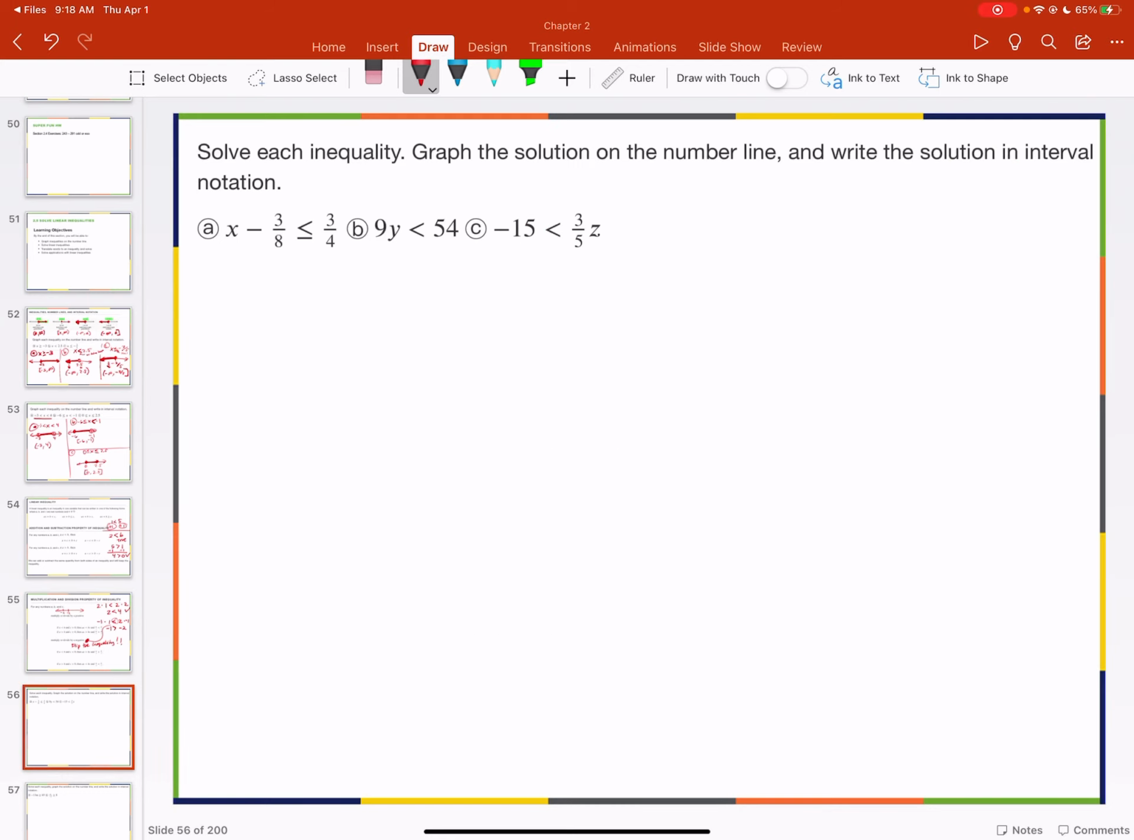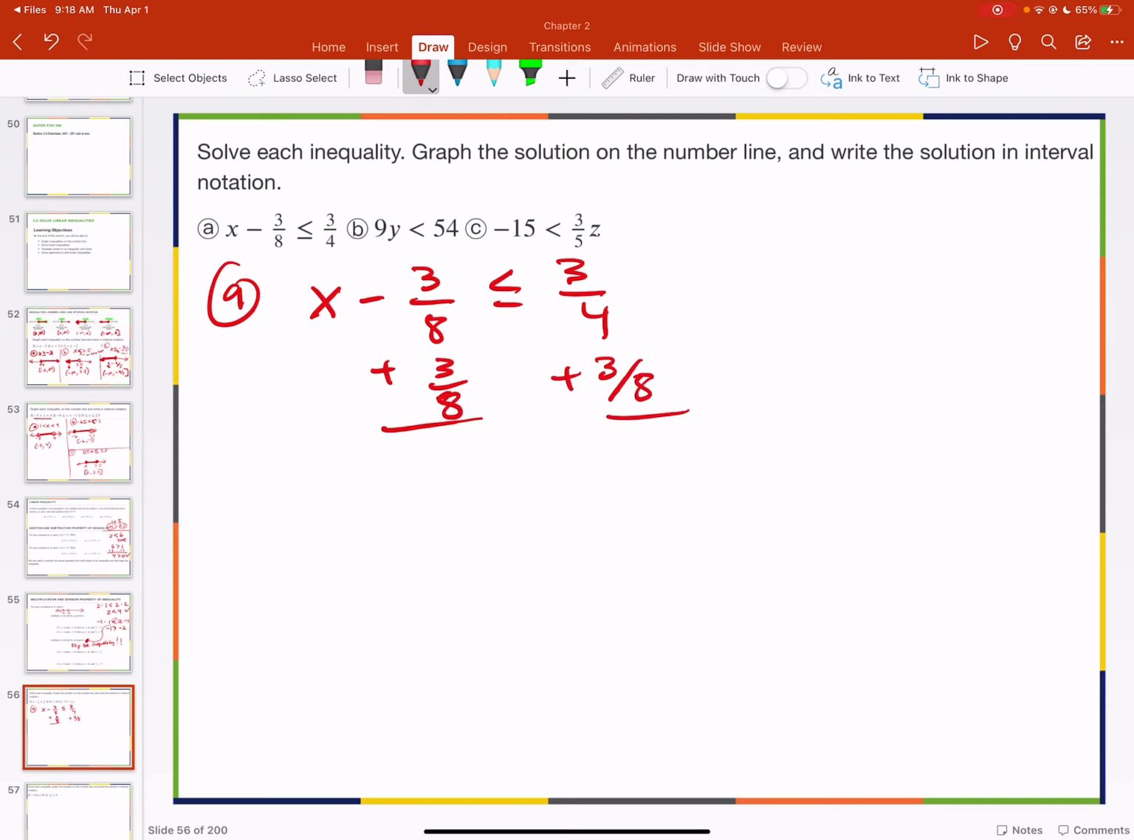Okay, so let's not forget, let's do a couple of examples. For A, we have x minus 3/8 is less than or equal to 3/4. So to solve for x, we would add 3/8 to both sides. Then we would get x is less than or equal to 3/4, which is equivalent to 6/8, plus 3/8. So that would be 9/8.